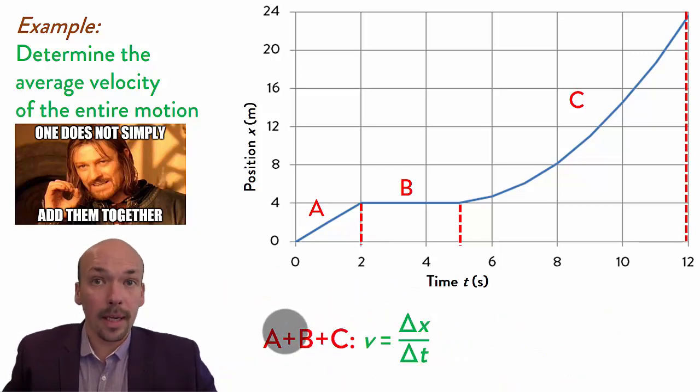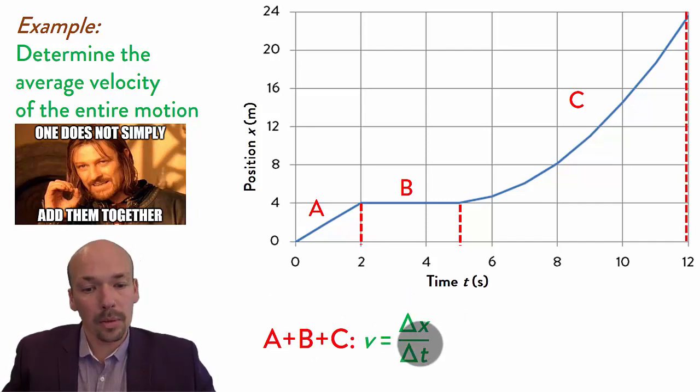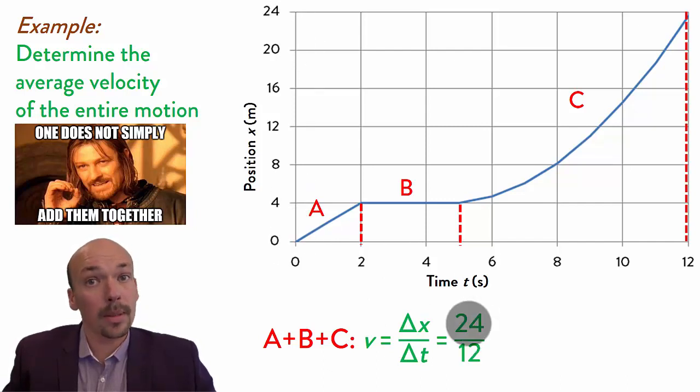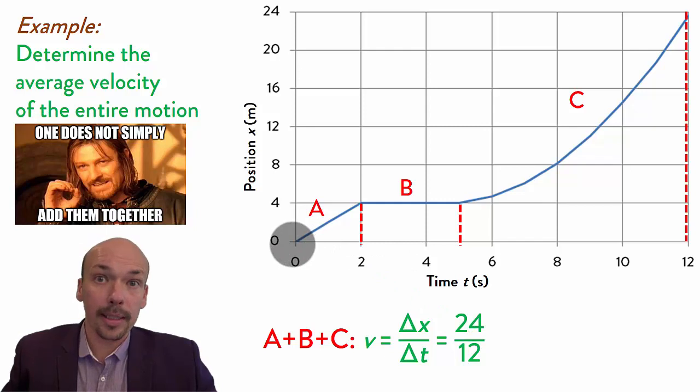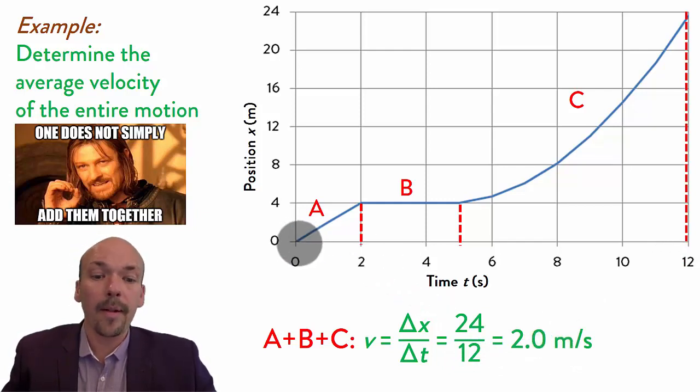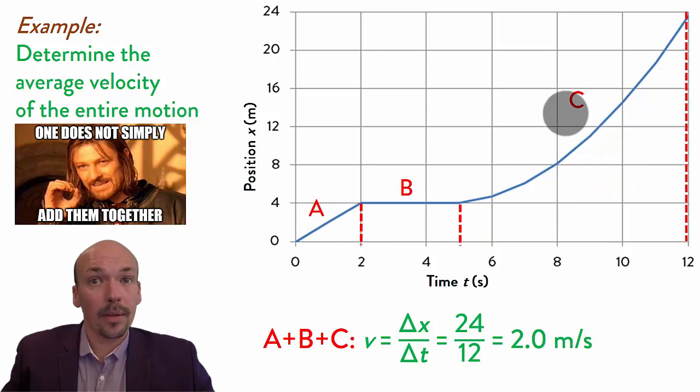So to calculate the average of the entire motion, you need the total displacement divided by the total time. Well, as you started from 0, you ended at 24, so the total displacement is 24 meters. You started at 0 seconds, you ended at 12 seconds, so the total is 12 seconds. And if you divide it, it will be 2.0 meters per second. That will be the average velocity of the entire motion, and not the 1.7 which we had previously. So remember, you cannot simply add them together. You just have to start over with the displacement and the time for the entire motion.